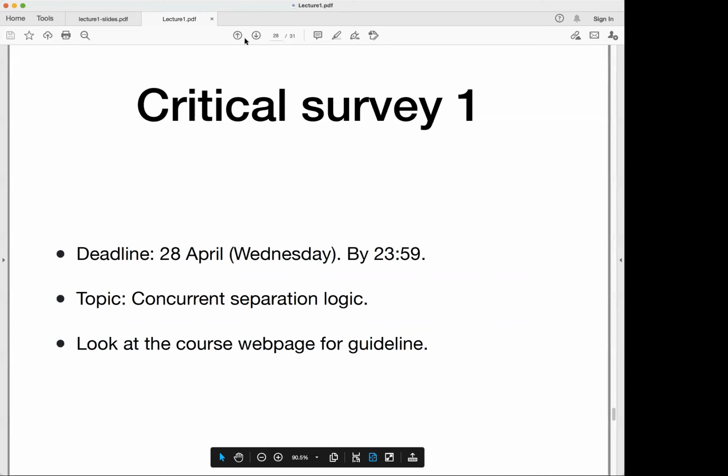The topic is concurrent separation logic. This is a program logic, or you can say it's a formal system that allows you to prove the correctness of concurrent imperative programs. Concurrent separation logic has been very successful, and its inventors, Peter O'Hearn and Stephen Brookes, received the Gödel Prize, which is not exactly the Turing Award, but it's one of the prestigious prizes for theoretical computer scientists.